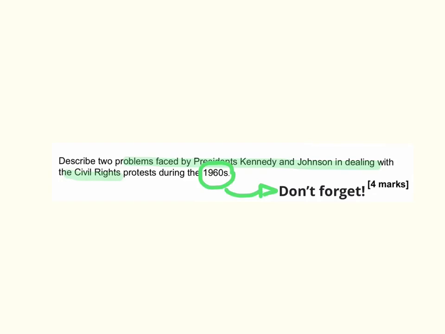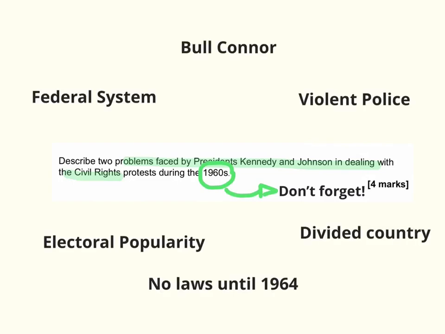And then you need to brainstorm, and you'll do this in your head, well, what problems did President Kennedy and Johnson face dealing with civil rights protest? And here's some ideas. So you've got the federal system, which is the system where there's a central government in the United States and states government, and it's difficult for the central government, the president, to interfere in states' rights. You've got people like Bull Connor during Bloody Sunday, who is incredibly violent towards civil rights protesters.